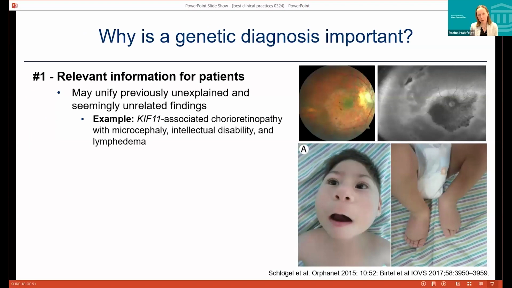Rachelle posed the question of, well, why not do genetic testing? A question I often get is, well, why does it matter?